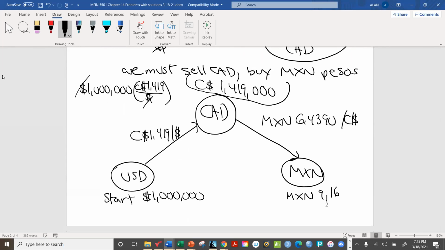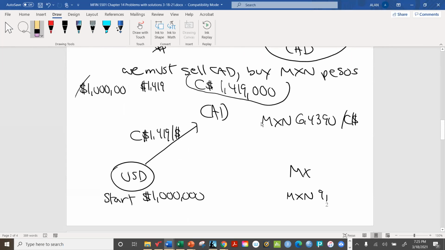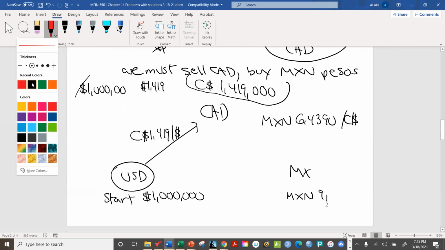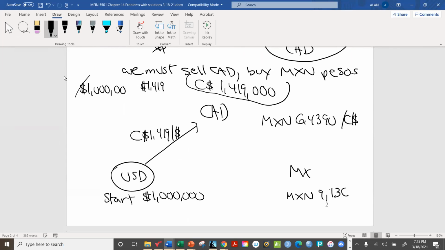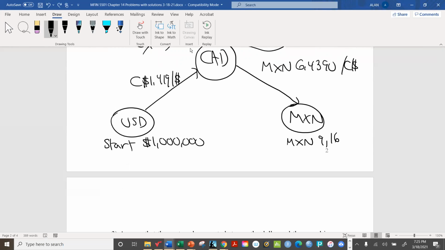Sorry, let's try that again. 136,941. Now, finally, we need to bring these pesos back to the US.